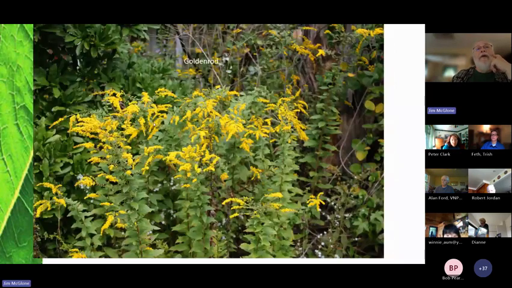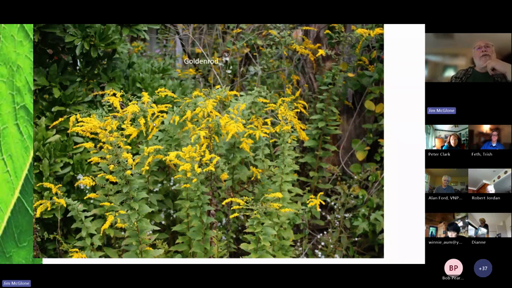Goldenrods, the great thing about goldenrod is it doesn't matter what your conditions are, there's a goldenrod that fits it. There are hundreds, if not thousands, of goldenrods, and there are lots of them that are native to this area. This is a sun goldenrod. We also have shade goldenrods in our yard.